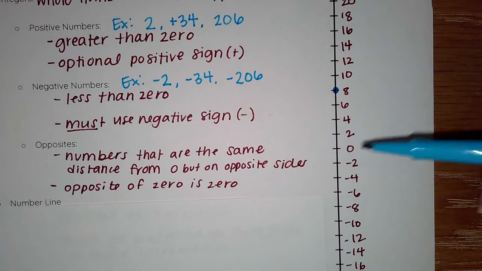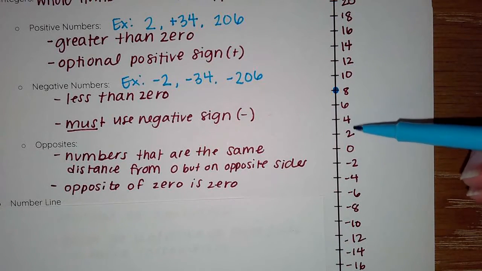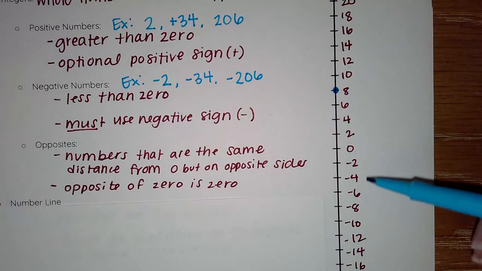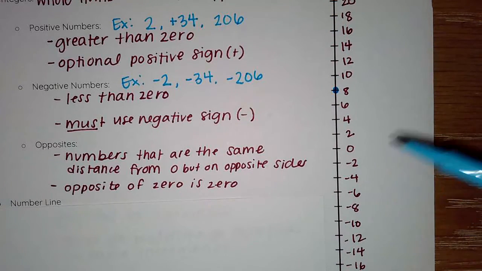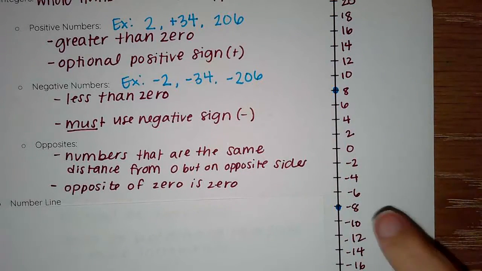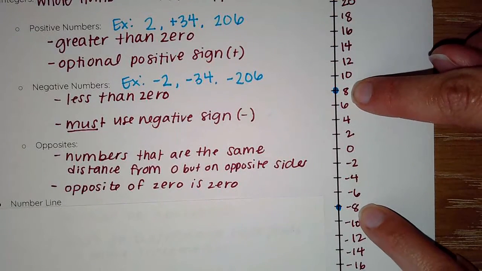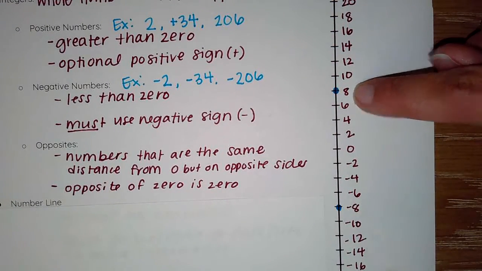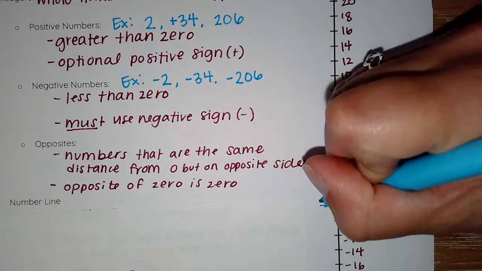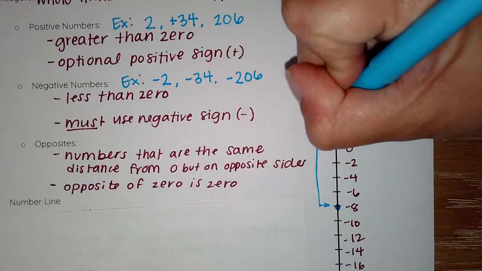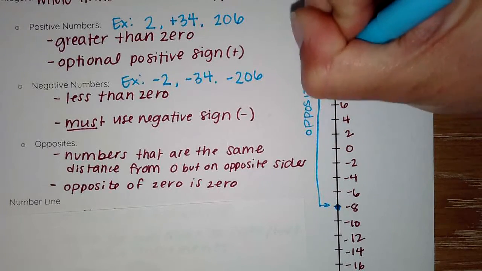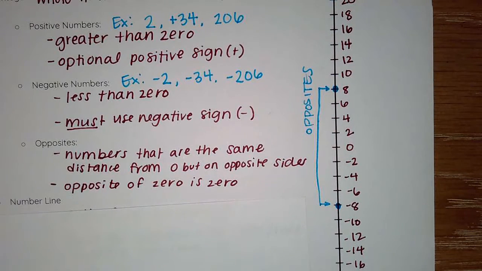Here I counted by 2's. So technically that's 2, 4, 6, 8. So I need to go the same distance over here. 2, 4, 6, 8. So -8 is the opposite of 8. These numbers are both on either side of 0, but they are the same distance away. So these are opposites. Also, one thing to note is that the opposite of 0 is 0. You can't go any further.